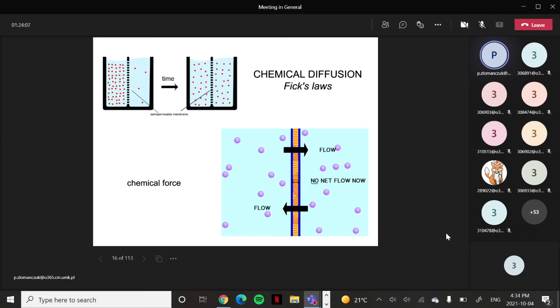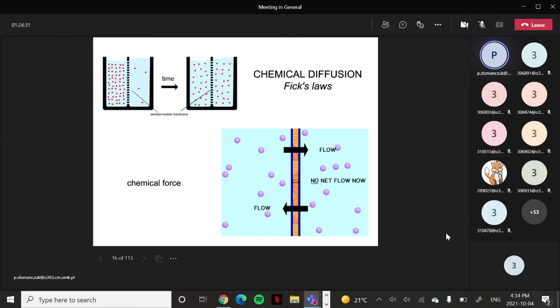Okay, so the first group of forces, the so-called chemical forces, which are universal and act on molecules, are the forces of chemical diffusion described by Fick's law. And there are two basic rules which will be useful for us when we try to analyze the movement of ions across the membrane.